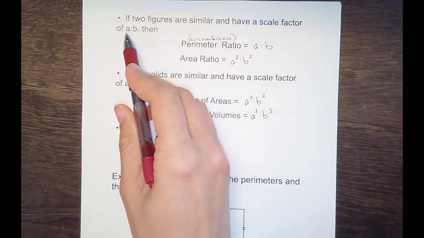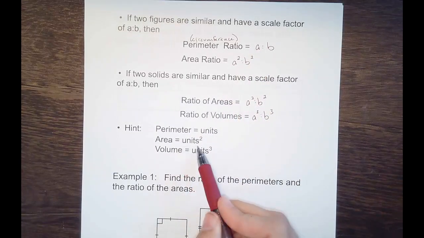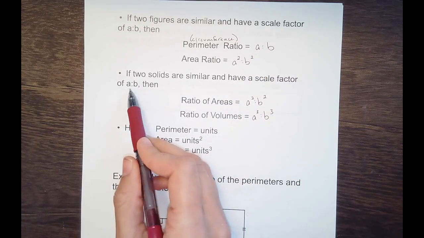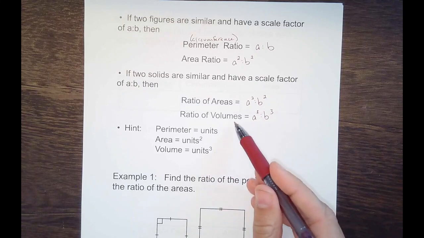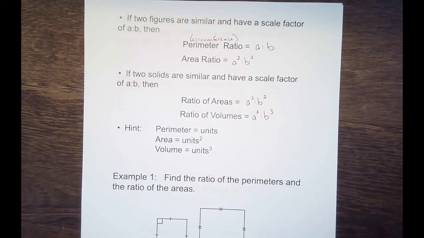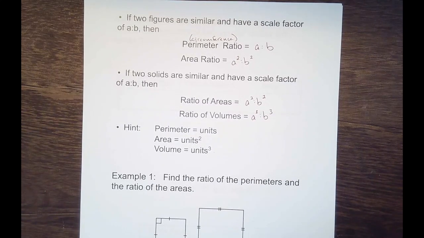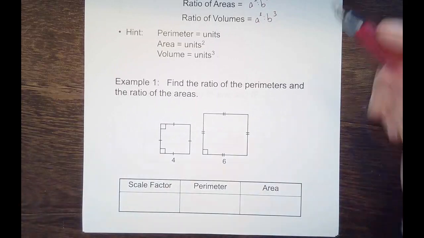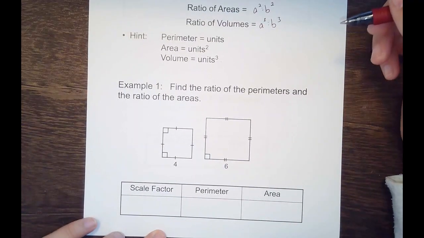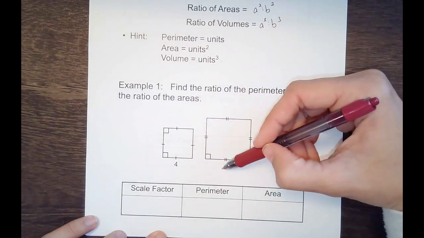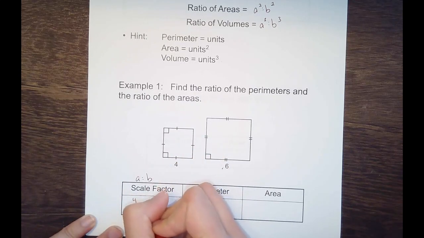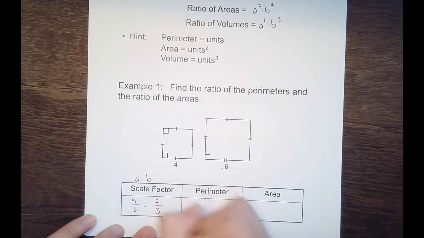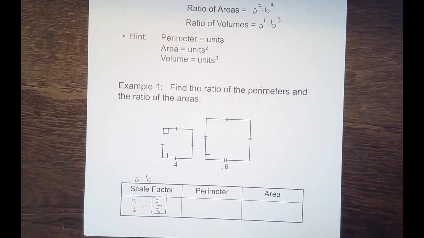So, for this example, if we were going to find the ratio of the perimeters and the ratio of the areas, well, first thing we're going to do is find our scale factor, which is always a to b. So it's going to be 4 to 6, which we can simplify as 2 to 3. Well, the ratio of the perimeters, since these are similar, it's always going to match a to b, but just to prove it, the perimeter of this is 16 and the perimeter of this one is 24. So if we compared that, 16 over 24 is also 2/3. So these should always be the same.